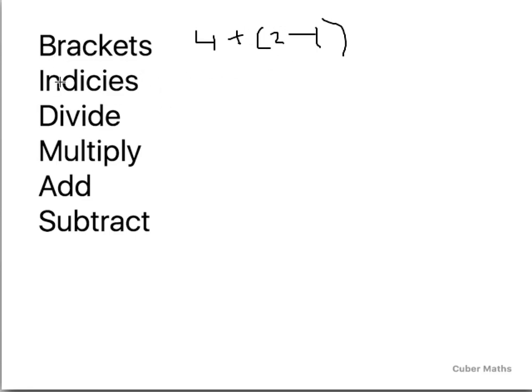Indices means that you're going to listen to any powers before anything else. So if it was 4 to the power of 2, you're going to do that before you do any of the other bits of the equation. The same with divide. No matter where that is in the equation, you're going to listen to that third, so above multiply, add and subtract. Next you're going to do your multiplication in the expression. Then you're going to do your add, and then the last thing you're going to do is subtractions.